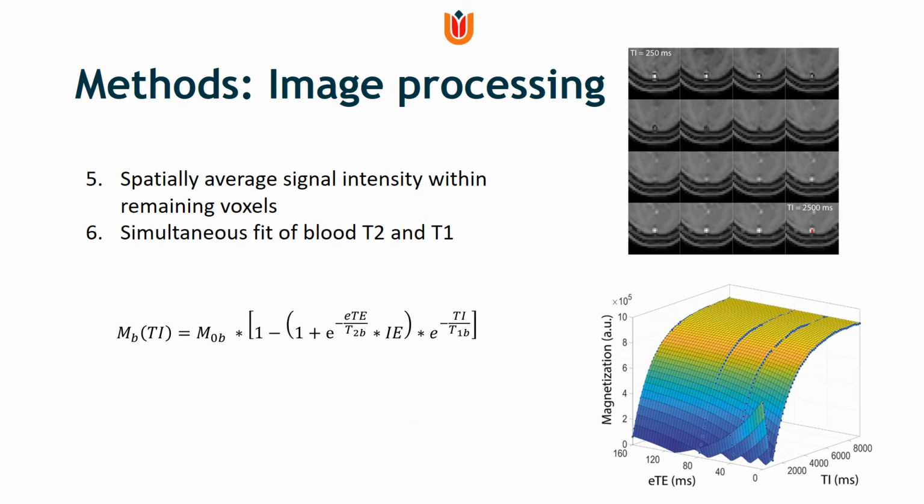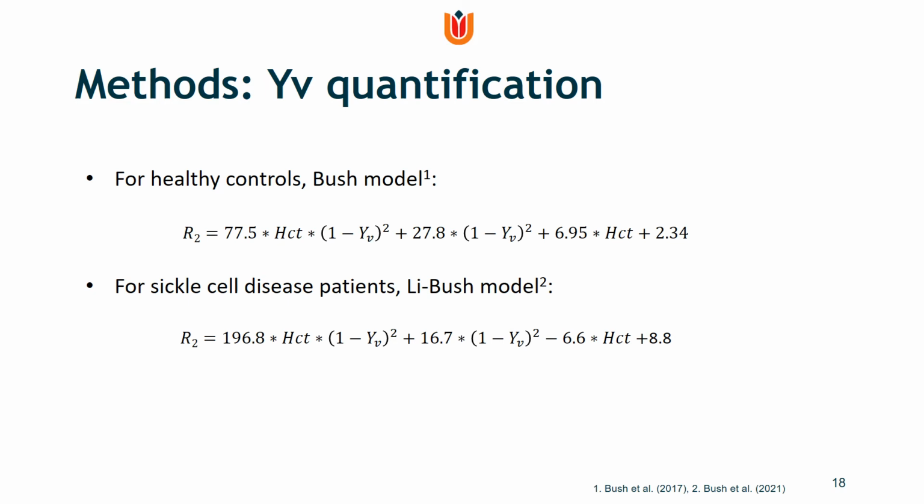These voxels are then used to spatially average the signal and used for simultaneous fitting of blood T2 and T1 using this model. You can see the data and fit in this figure. In the TI direction you see the T1 relaxation, and in the effective echo time direction you see the T2 decay. And we published all of our code on GitHub so that other users can use the same ROI selection approach. In the last step, T2 was converted to YV using the Bush model for healthy controls and the Lee-Bush model for sickle cell patients.